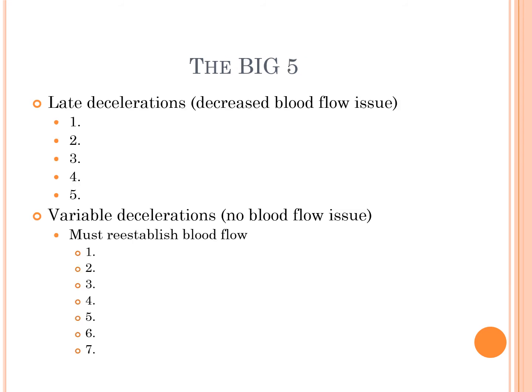So when we have a late decel, we have the big five that we need to do to help reduce the risk of problems and hopefully fix this baby, okay? So first, you're going to turn the patient, and preferably we're going to turn that patient onto their left side. This is going to allow the blood flow through those major vessels in the back to be more adequate.